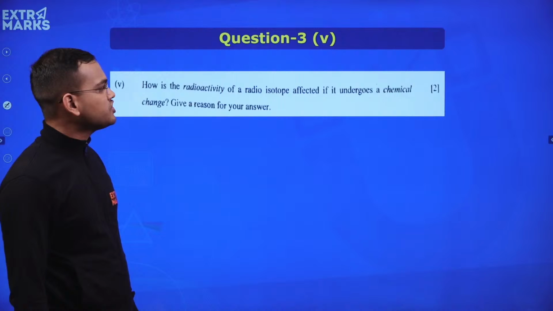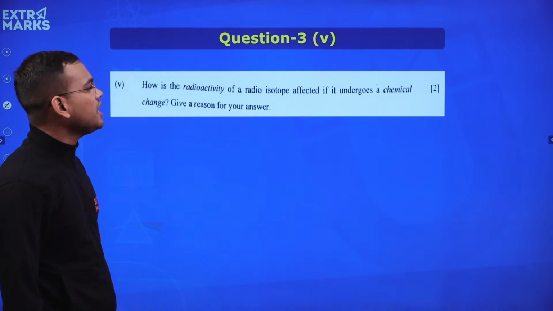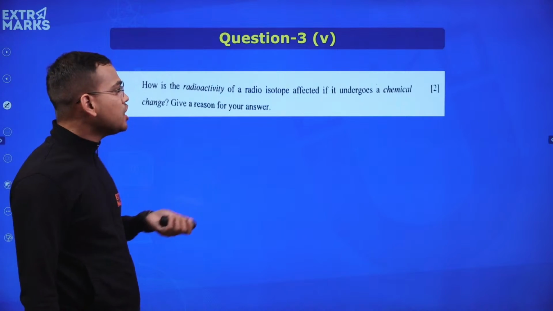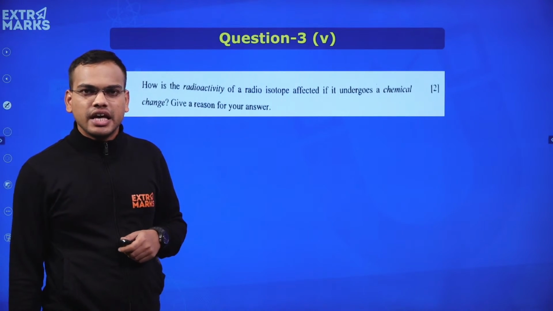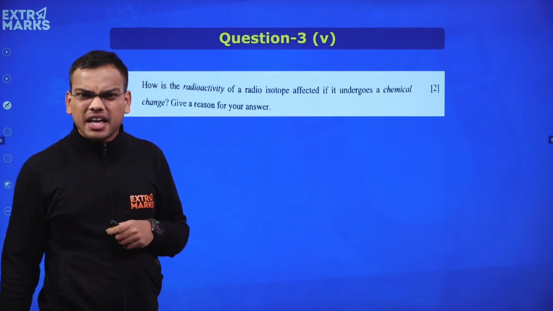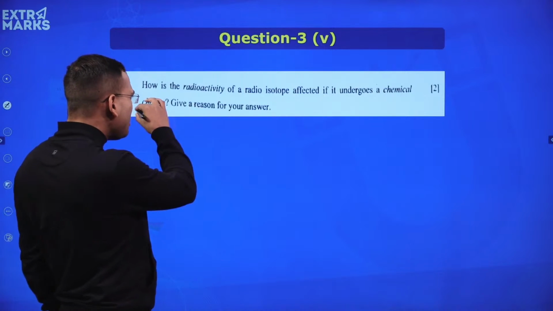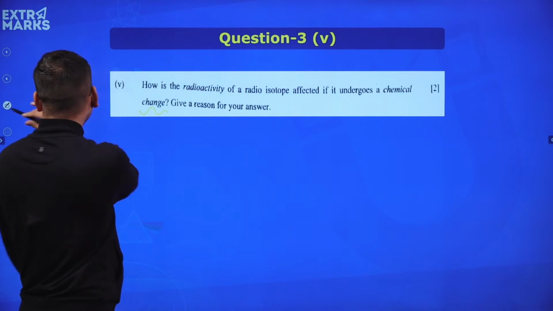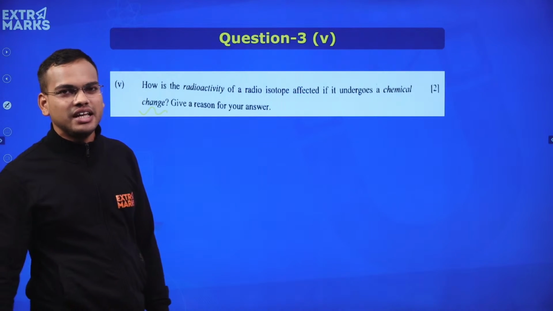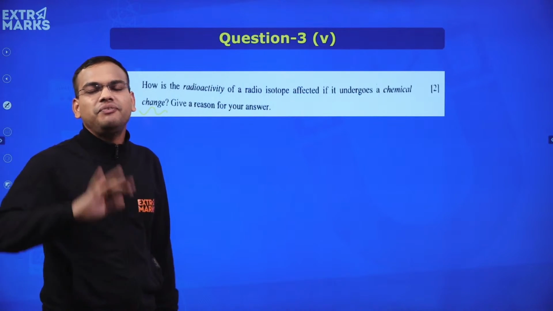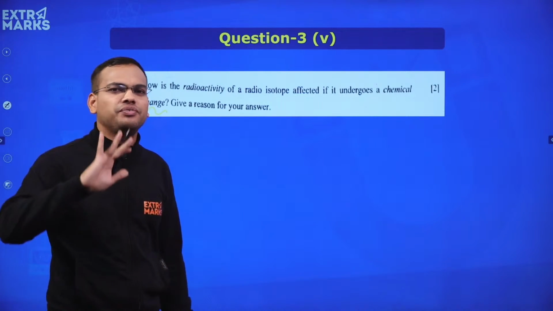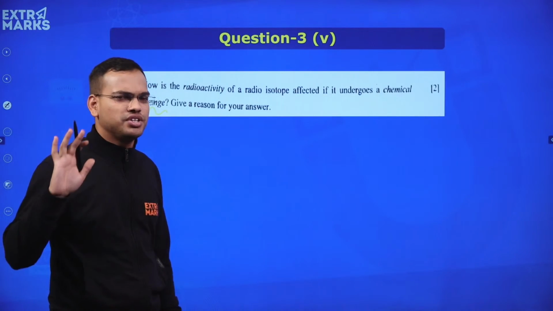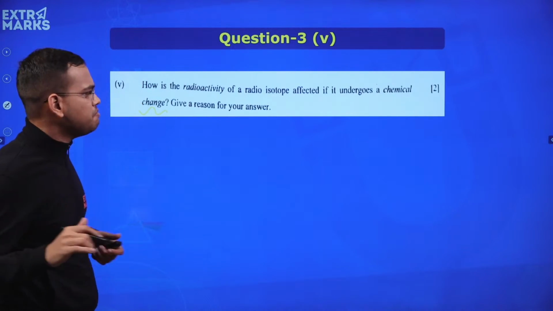Now, let's come to the next question. How is the radioactivity of a radioisotope affected if it undergoes a chemical change? Very simple. Even if you have read this chapter on radioactivity for the first 15, 20 or 30 minutes, even if you have read the books, or watched us, then this question is very simple.